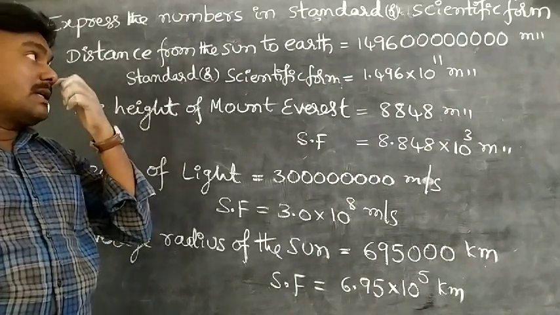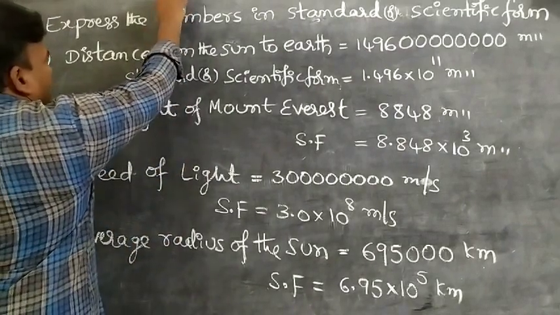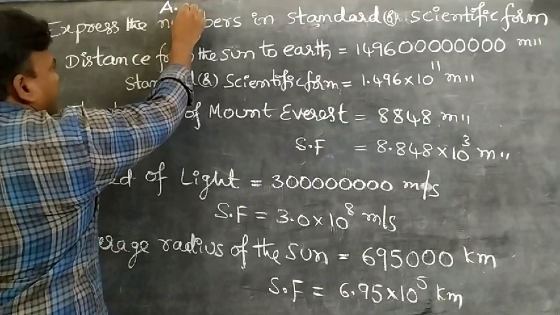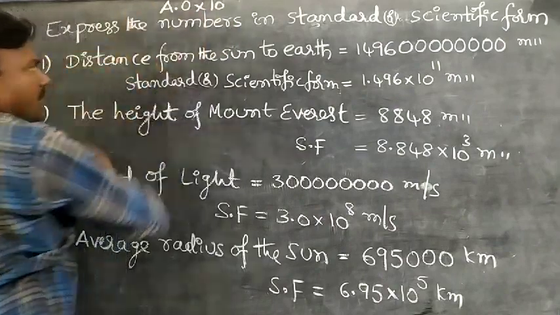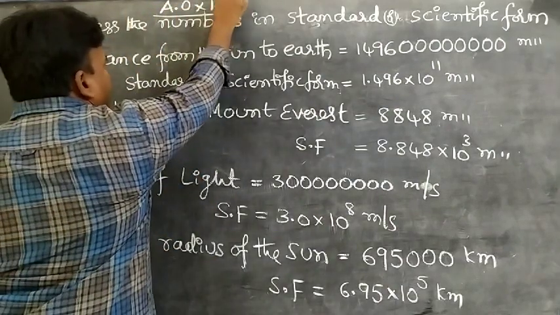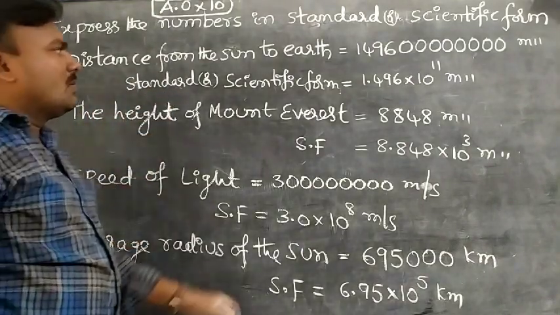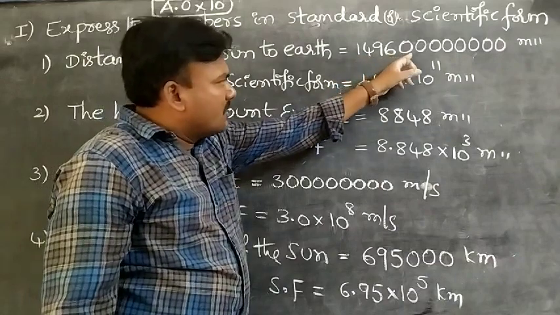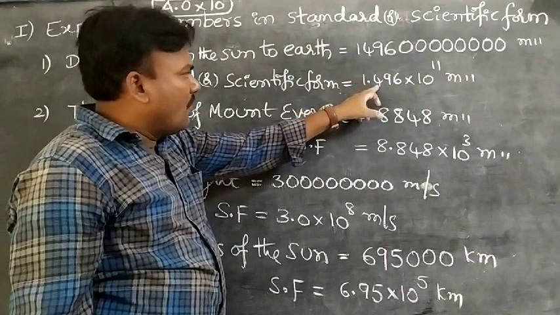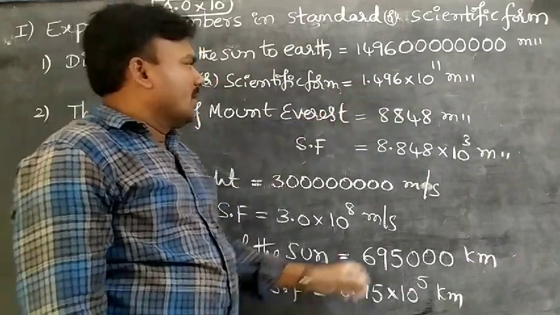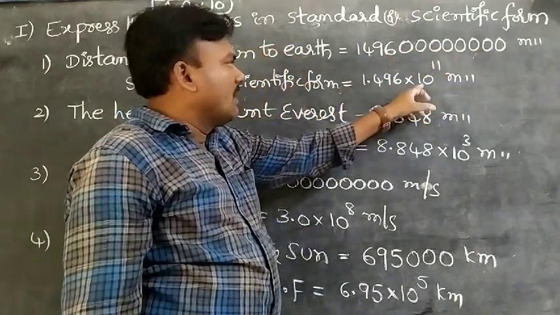So observe students, scientific form means first write any one digit, after that put a point, next express the remaining digits into 10 power, expressed in 10 power, then it is a scientific form. So first problem, observe, standard and scientific form equal to, here 149600 and so on. So here one digit, after that put a point, so 1.496 into, yes, 1, 2, 3, 4, 5, 6, 7, 8, 9, 10, 11. So 10 power 11 meters.